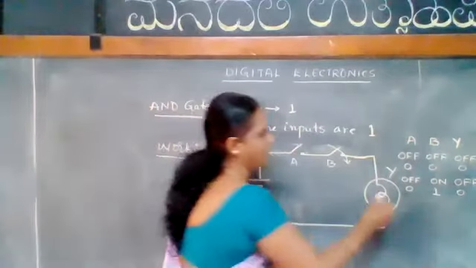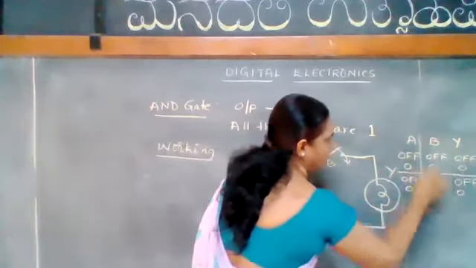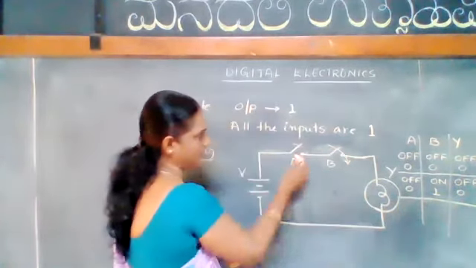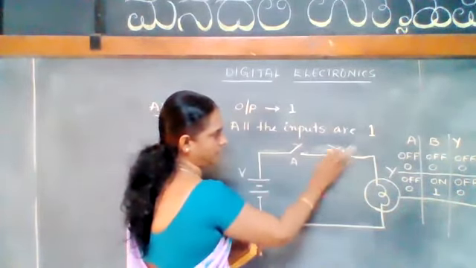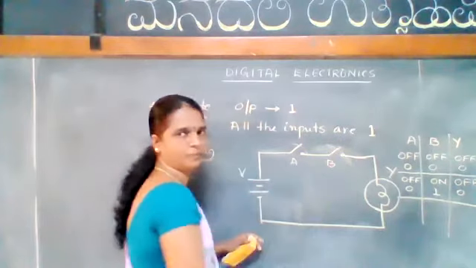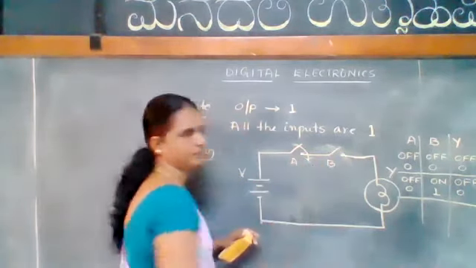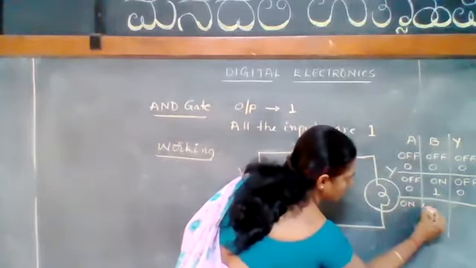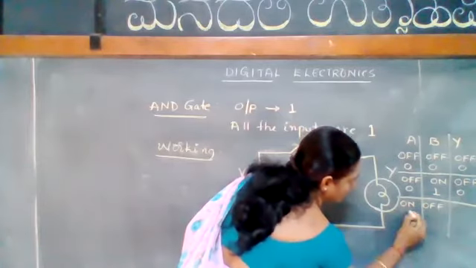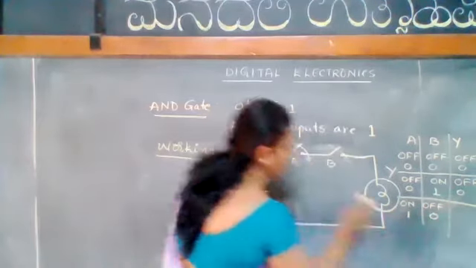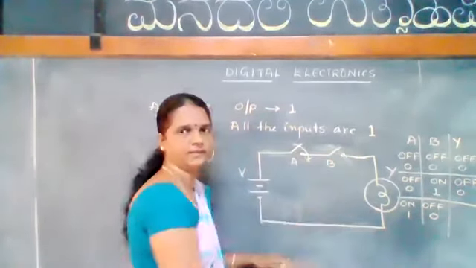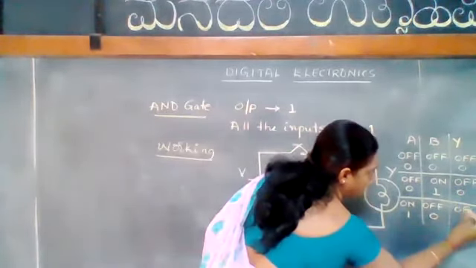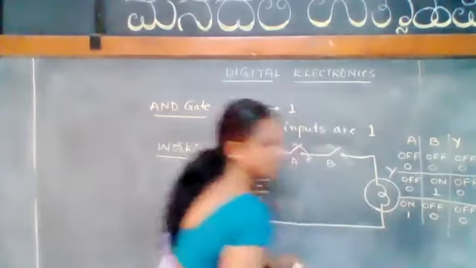Now, the third state. Let us keep B open and close switch A. A is on, B is off. That means this is 1, this is 0. What happens? Once again there is a break in the circuit. Therefore, the bulb remains off only, or the output is 0 only.